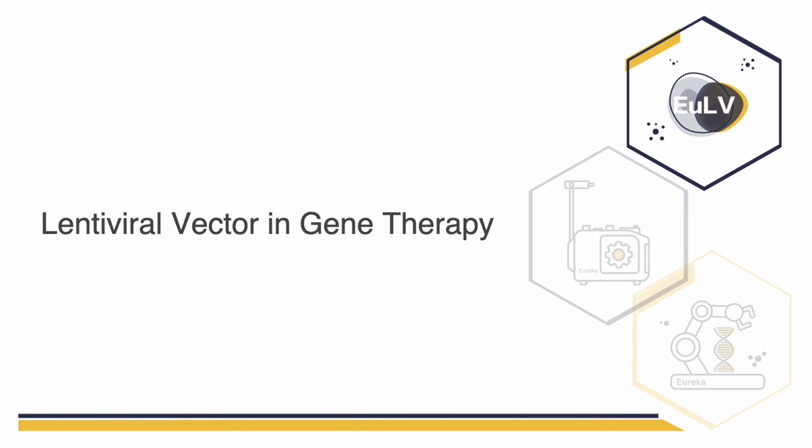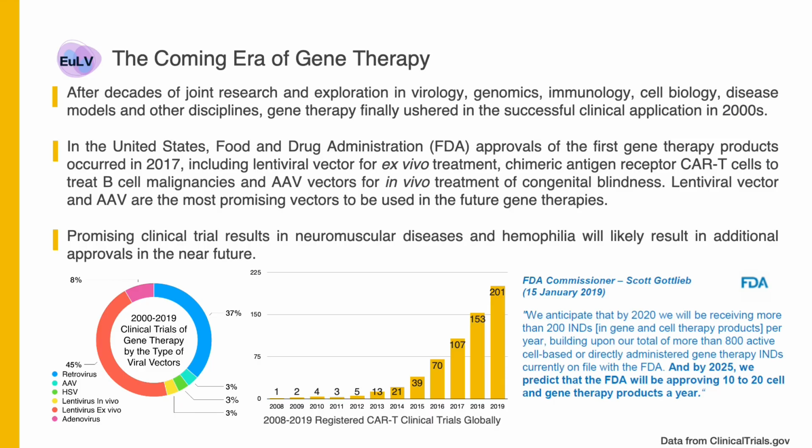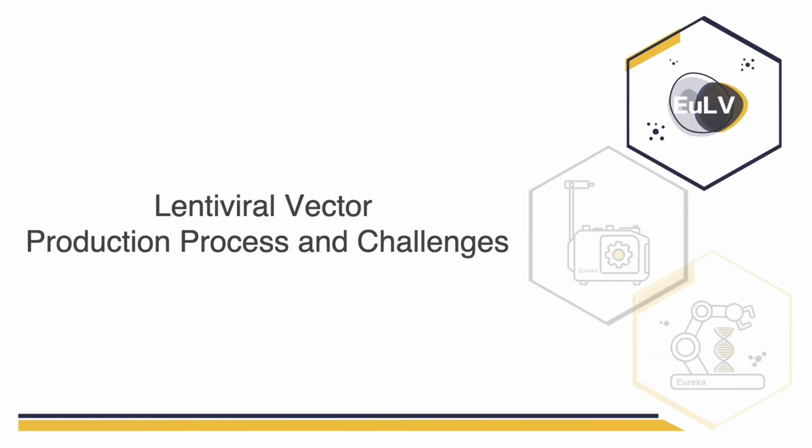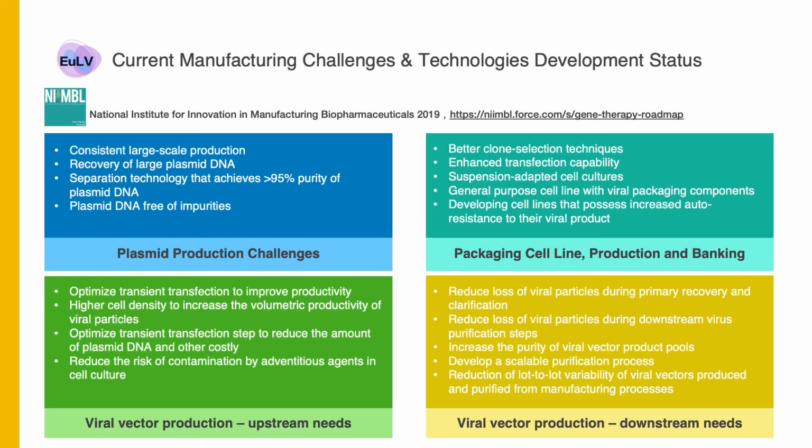As everyone watching this video knows, we are in the era of gene and cell therapy. With more and more clinical trials in this field, the viral vectors are the key to the cell and gene therapy. With the increasing demand of these therapies, viral vector manufacturing is becoming a bottleneck of this industry. So let's take a look at what challenges we are now facing.